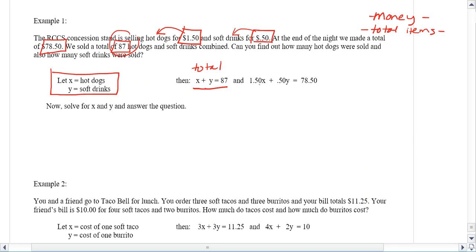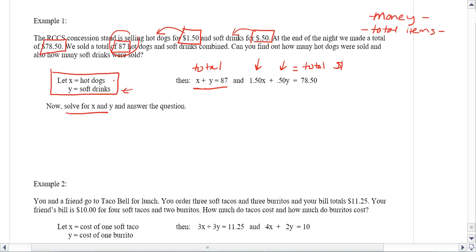Each hot dog cost $1.50. So the money made from the hot dogs, if there were x of them sold, is $1.50 times that x, plus the amount of money made on the drinks. They were 50 cents a piece for y number of drinks, so 0.50 times y is how much money was made for the drinks, equals the total amount of money that we made for the evening. So take a minute and read through this and see if these two steps make sense to you, and then pause the video and go ahead and solve for x and y.